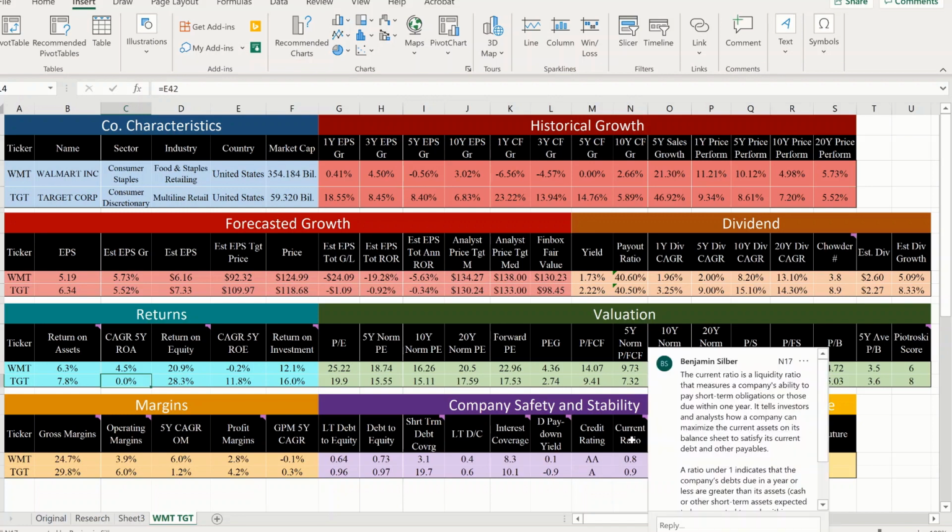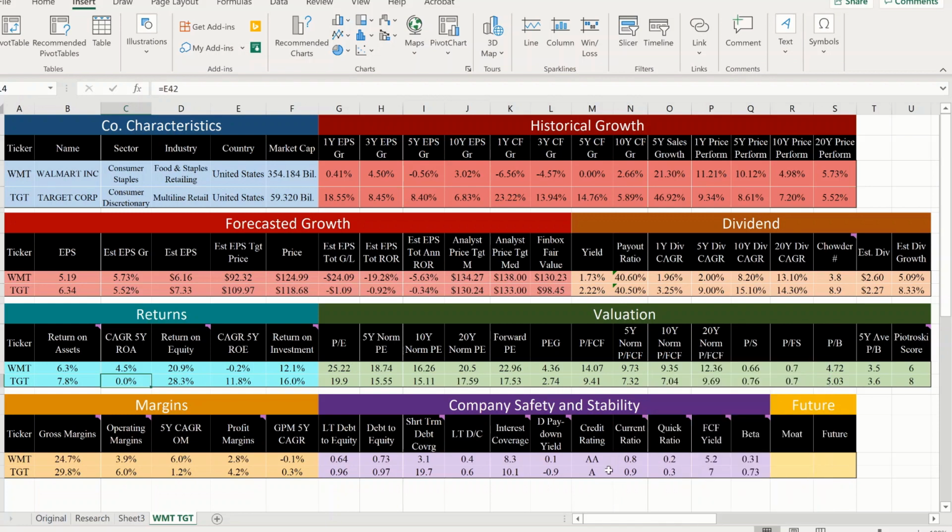The current ratio is a liquidity ratio that measures a company's ability to pay short-term obligations or those due within 1 year. It tells investors and analysts how a company can maximize the current assets on its balance sheet to satisfy its current debt and other payables. A ratio under 1 indicates that a company's debts due in a year or less are greater than its assets. Both are under 1, but Target looks better here.